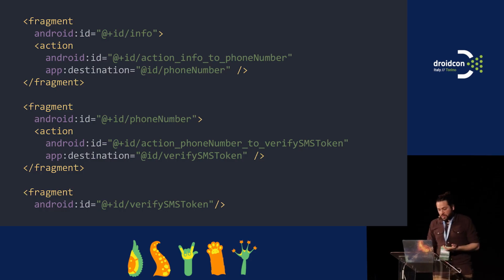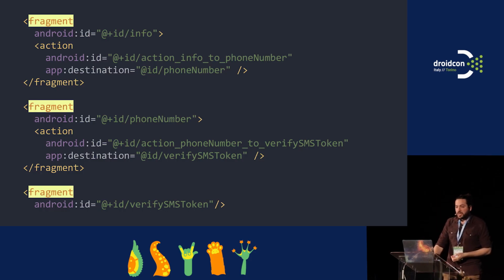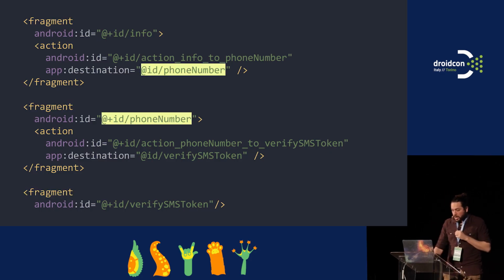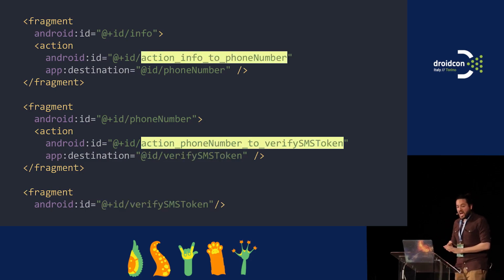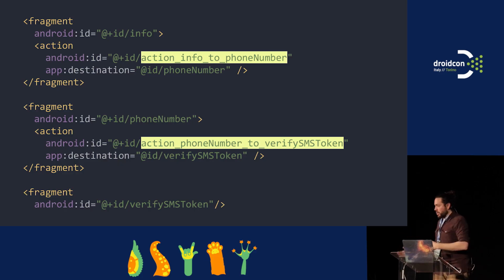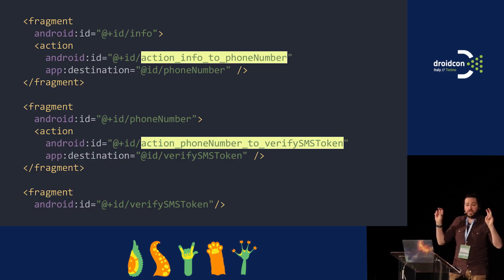On your nav graph, you will have different fragments. In this example, we have 3 fragments. Each fragment, for the first 2 fragments, has an action. And each action is targeting the fragment that is after, right? Okay? And also, these actions have different IDs. So the first one is info to phone number. And the second one is phone number to verify SMS token, okay? That's just screens that we had to display.